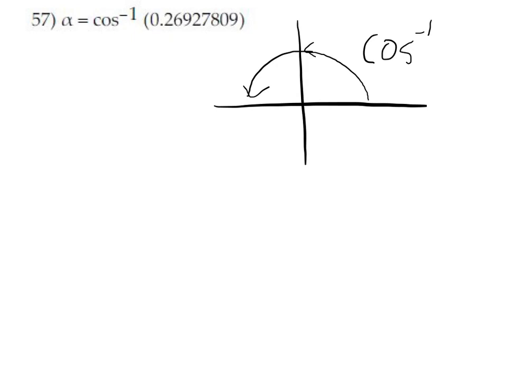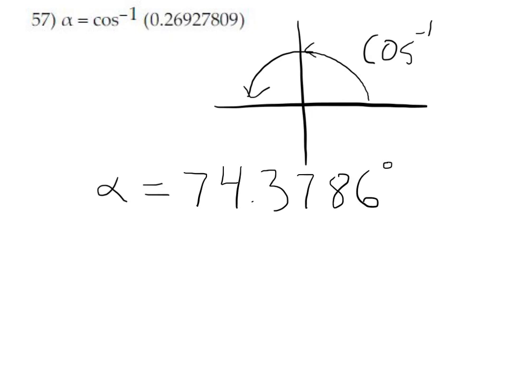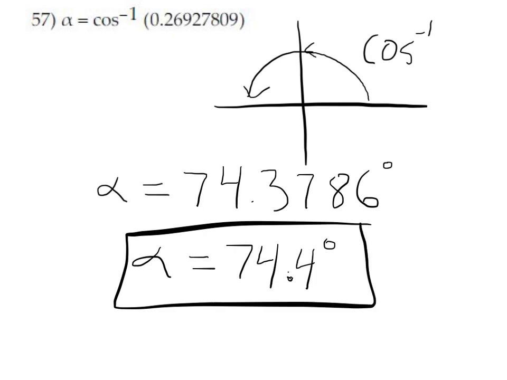And the answer is alpha equals 74.3786 degrees. They wanted the nearest tenth of a degree, so we take a look at the tenth, the 0.3, and notice the 7 will round that up to 0.4. So we end up with an answer of alpha equals 74.4. Make sure you use the degree symbol, or else you will be saying your answer is so many radians. Okay, great.